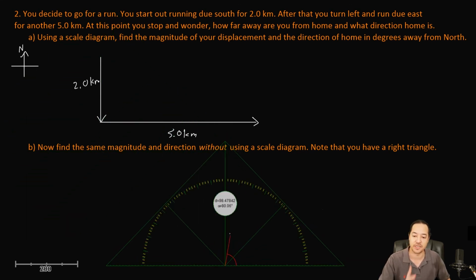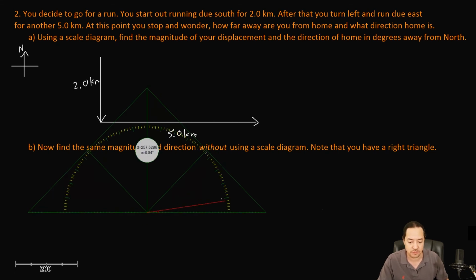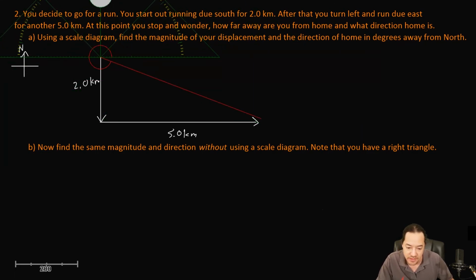So far, so good. Now, we want to find the magnitude of the displacement, so that's going to be the length of the resultant vector, and the direction of home in degrees away from north. Okay, so let's do the magnitude of the displacement first. Well, let's switch to green here, and let's see if we can measure this. There are different ways to do it. Let's start at the very beginning, and then go to the very end here, and let's make our resultant vector, just like that. Okay, so this is our resultant vector R, and we want to measure its magnitude.